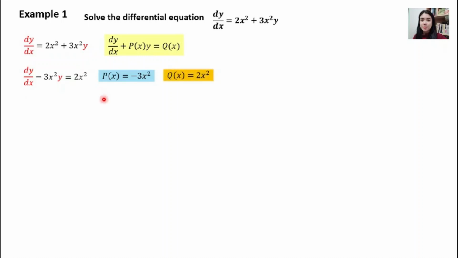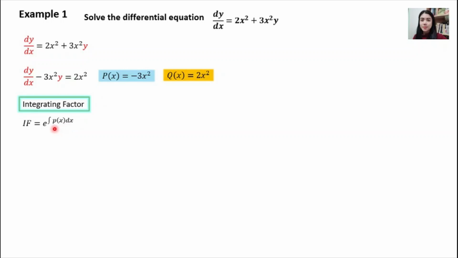Now we're going to identify the integrating factor. You can identify it by using the formula: IF equals e to the power of the integral of P(x) dx. P(x) here is negative 3x squared. So substitute it, and let's integrate on the power only. If you integrate, you will have negative 3x cubed over 3, and simplify it, you have negative x cubed. So your integrating factor is equal to e to the power of negative x cubed.